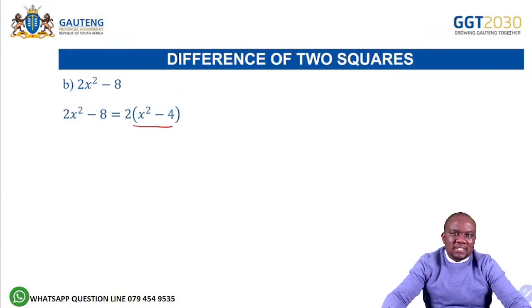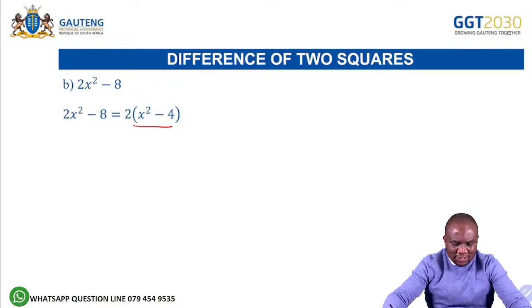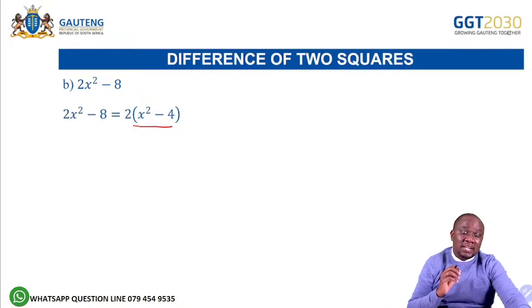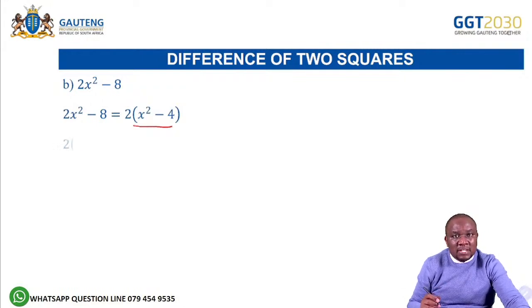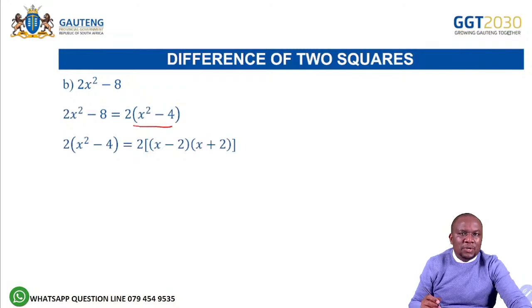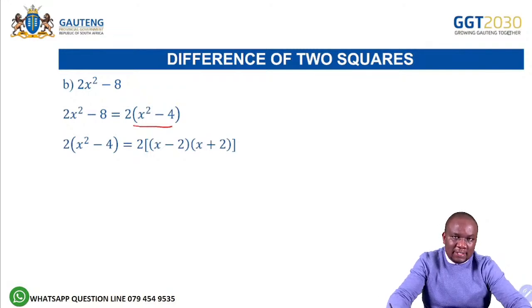Right, welcome back, grade 10s. Did you manage? I hope so. I gave you a clue, isn't it? So now we have x squared and 4 in our bracket. Those are two squares. We can use difference of two squares there. Okay, we have x minus 2, x plus 2. We have factorized fully.